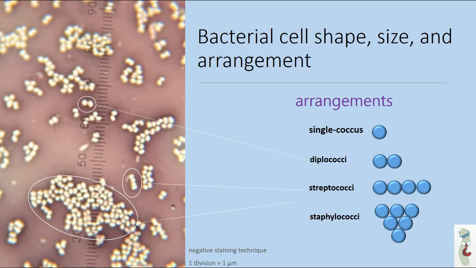We can say the bacteria shown on the left have an overall arrangement of staphylococci because it's the most prominent arrangement, with a few diplococci and streptococci. The ruler in this picture is called a micrometer. Your microscope should come equipped with one to help you size each individual cell. In this picture, 1 ruler division is equal to 1 micrometer. These cocci are approximately 1 to 2 micrometers in diameter.